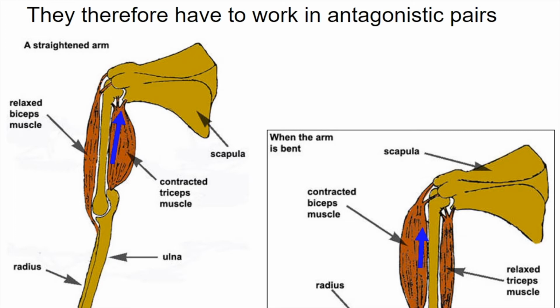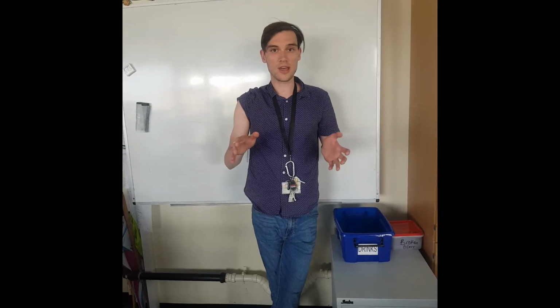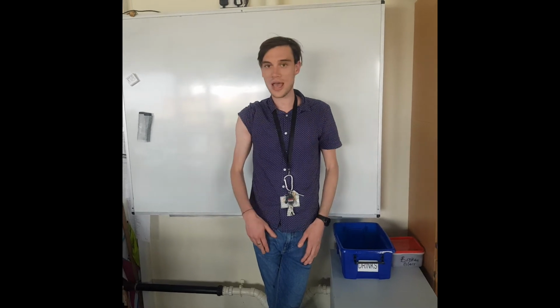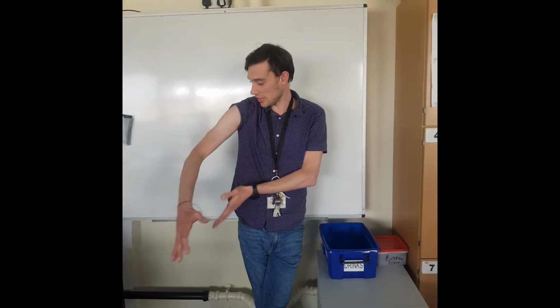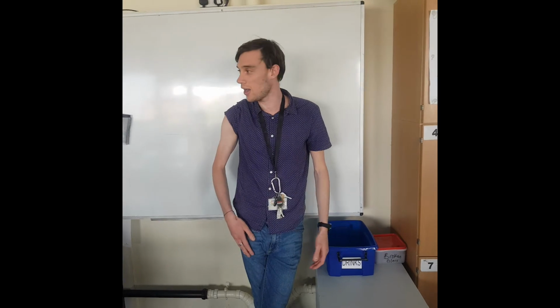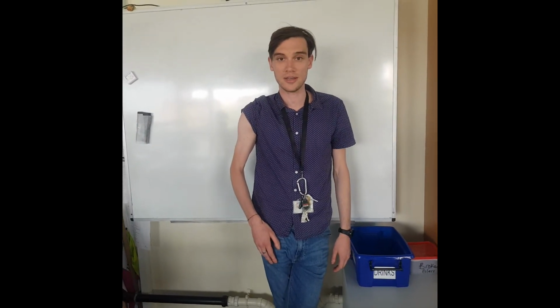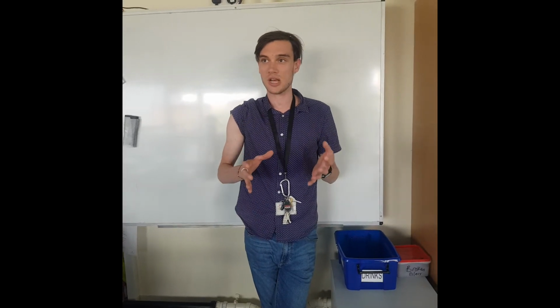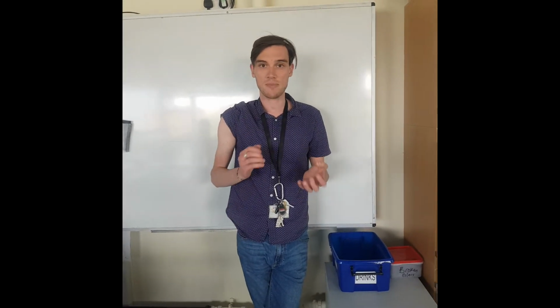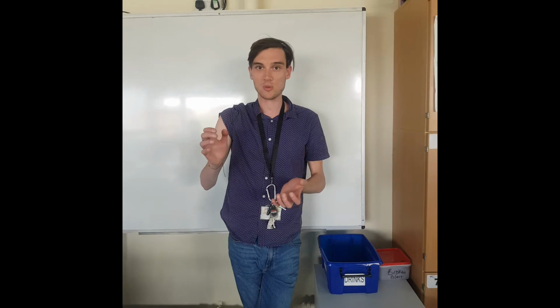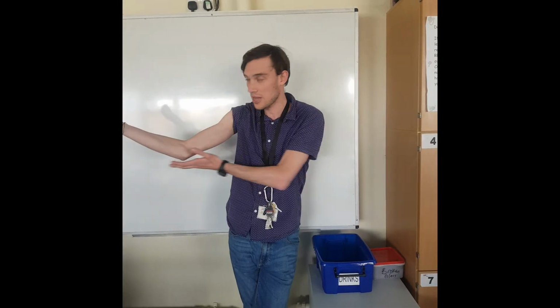Hi Year 7 and welcome to another video. Today we're going to look at muscles. So unfortunately you're going to get a nice close-up of my tan or lack thereof because it's been nice and sunny outside. And we're going to talk about a special type of muscle, an antagonistic pair of muscles. And the best way to show that is on an arm.